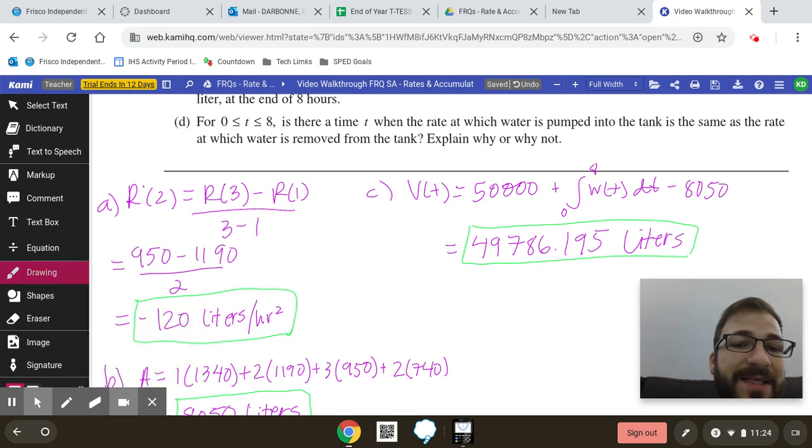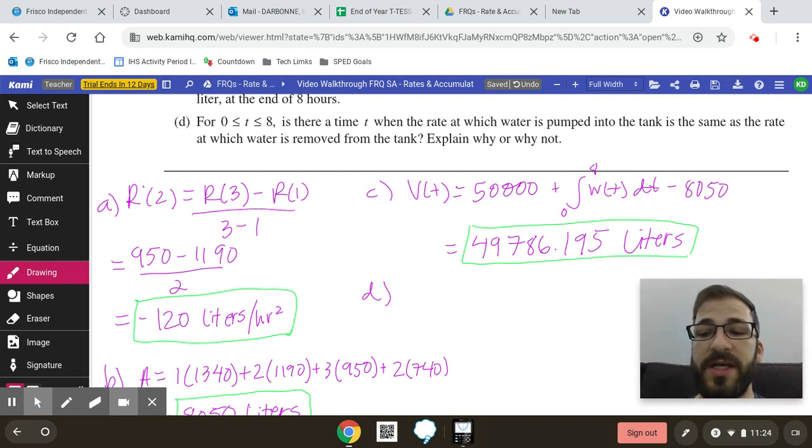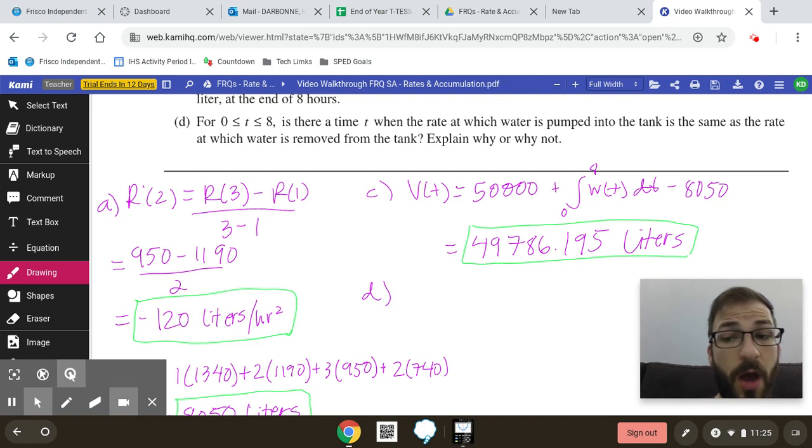All right, now the last part, part D. Is there a time t where the rate at which water is pumped into the tank is the same as the rate at which water is removed from the tank? And explain why or why not. Okay, so we want to know, is there a time where the rates are the same? So really what we want to prove is that W of t and R of t are equal to the same value.